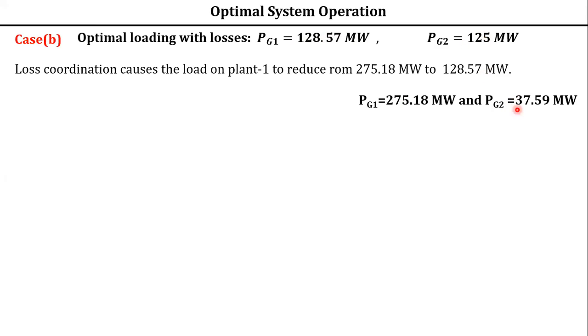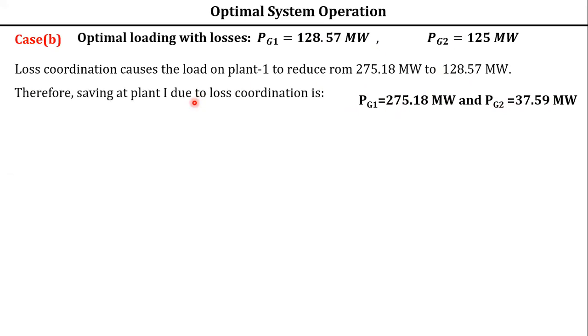Similarly, what about plant 2? This is the generation without losses, and this is the generation at plant 2 with the losses. So what happened to the generation at plant 2? It has increased from 37.59 megawatt to 125 megawatt. So when you are coordinating the losses, at plant 1 the generation has reduced from 275 to 128, and at plant 2 it has increased from 37.59 to 125 megawatt. For that purpose I have written these values here again. Clear?